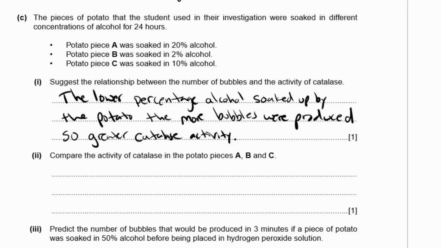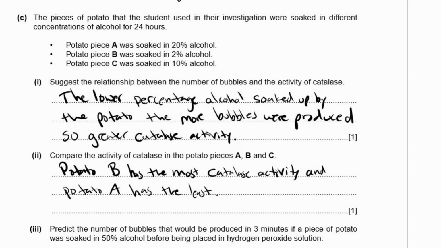And 2, compare the activity of catalase in the potatoes pieces A, B, and C. And this is a very similar question to the first one, but it's not the same. This one you have to be specific. A, you're just saying lower percentages good for catalase activity. B, 2, you have to say about potato B having the most catalase activity and potato A having the least. So potato B has the most catalase activity and potato A has the least. You don't have to mention potato C if you say the most and the least, because if one has the most, one has the least, then the other one has the middle.